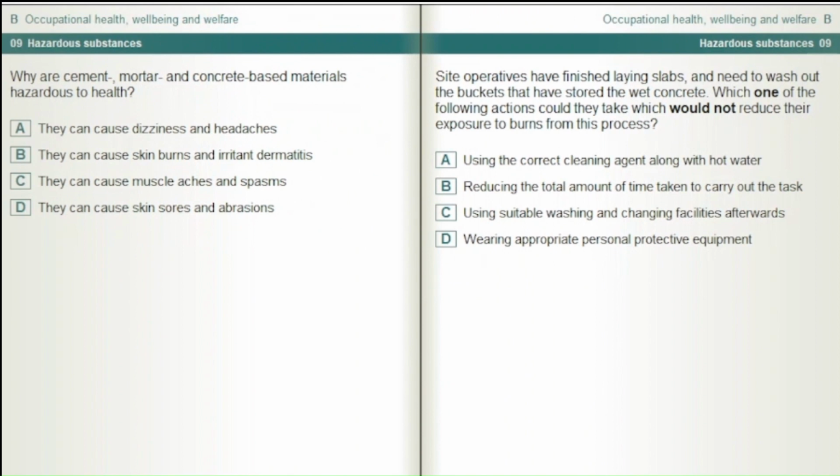Why are cement, mortar and concrete-based materials hazardous to health? They can cause dizziness and headaches. They can cause skin burns and irritant dermatitis. They can cause muscle aches and spasms. They can cause skin sores and abrasions.